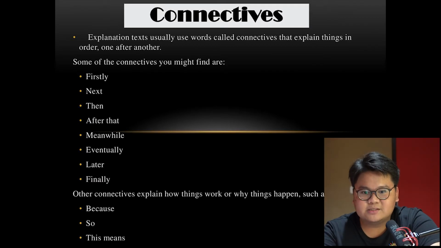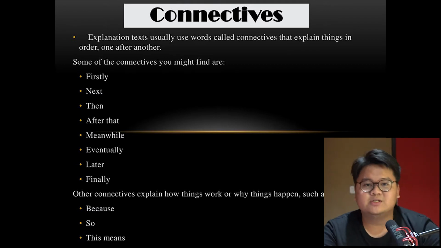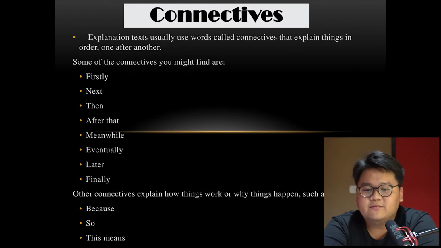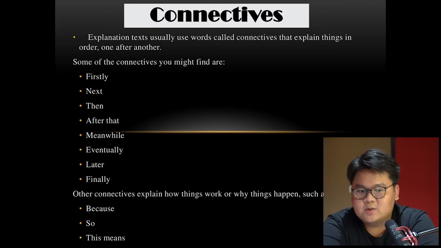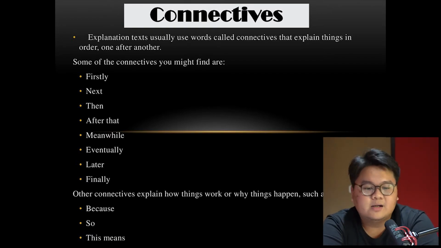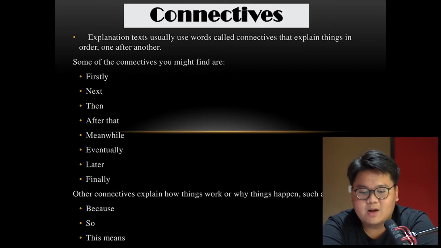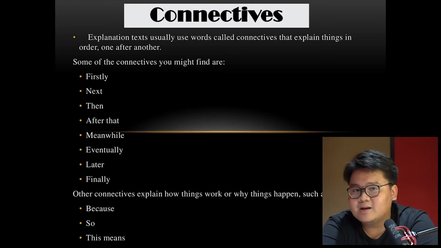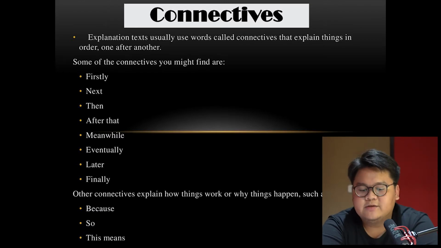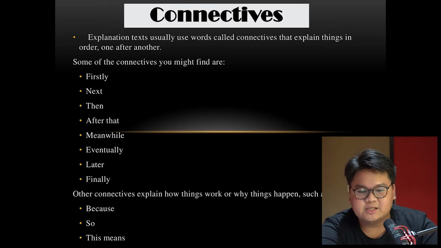And then there's connectives. Explanation texts usually use words called connectives that explain things in order, one after another. Some of the connectives you might find are firstly, next, then, after that, meanwhile, eventually, later, and finally. Other connectives explain how things work or why things happen, such as because, so, and this means.